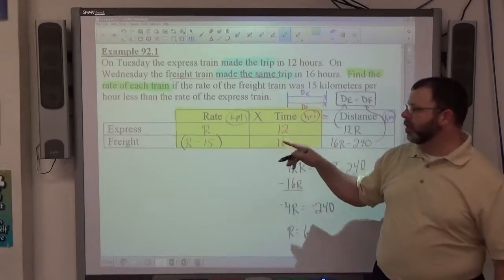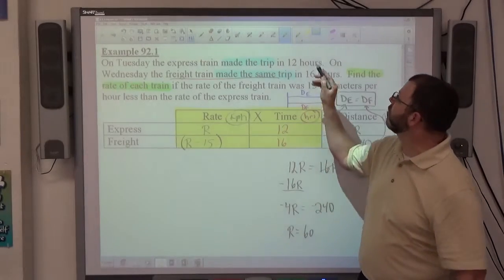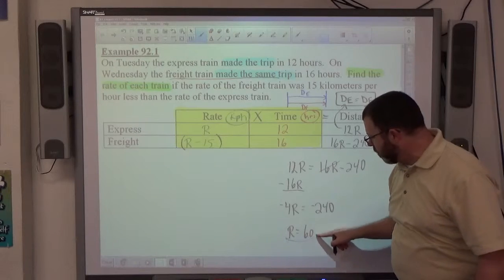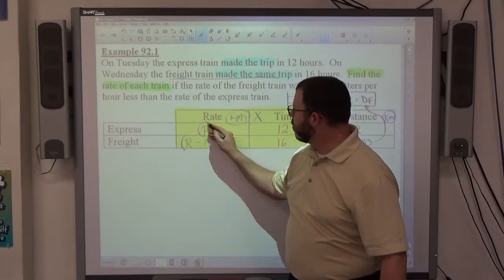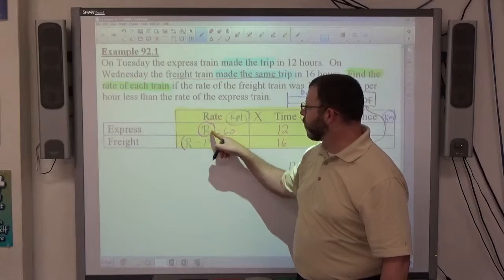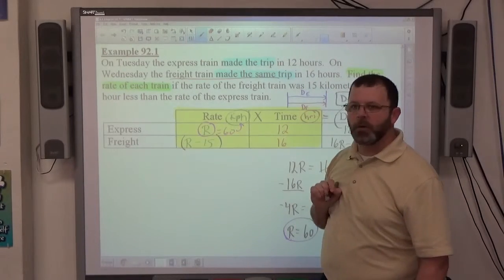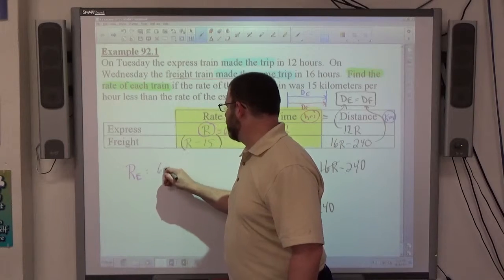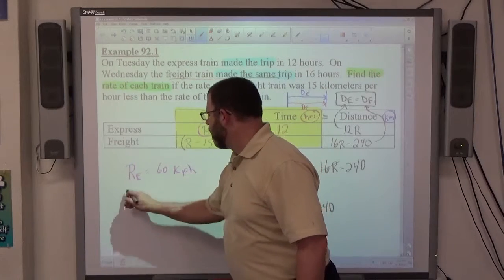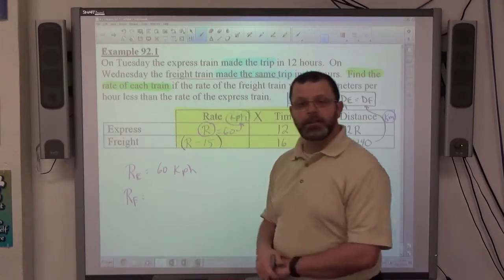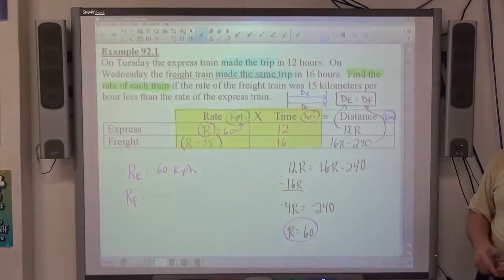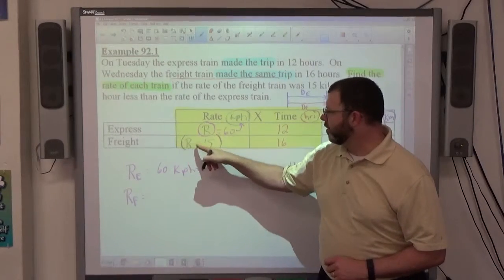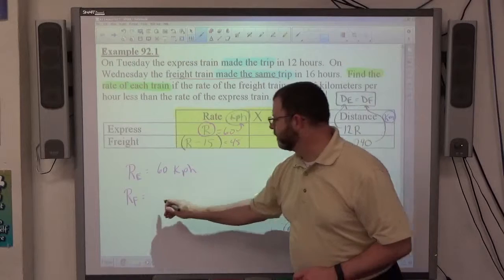So another purpose of the chart, other than just organizing all our information, is that once I get an answer, I can use that chart to represent what the answer represents. So r equals 60 goes here. 60 is the rate of the express train at 60 kilometers per hour, right? So I put r sub e is equal to 60 kilometers per hour. r sub f is the other train, the freight train. And to find that, I'm supposed to take 15 kilometers per hour off the express train, right? 60 minus 15 is equal to 45.